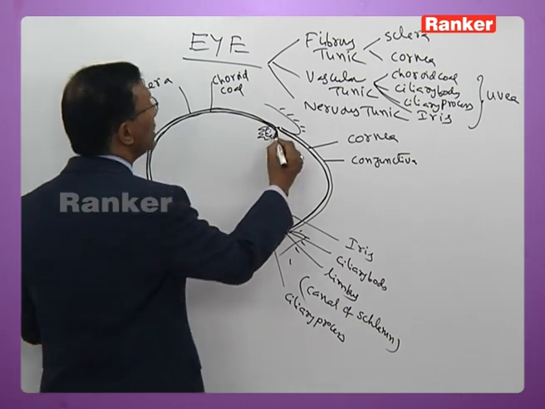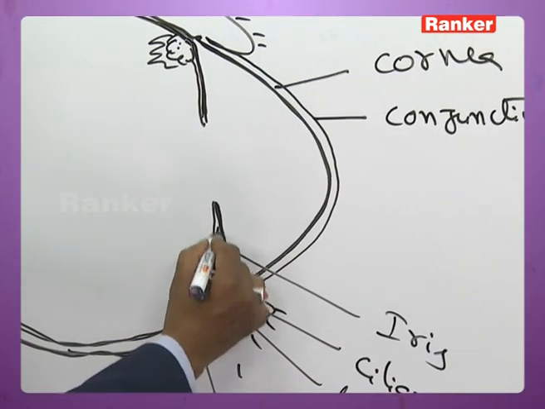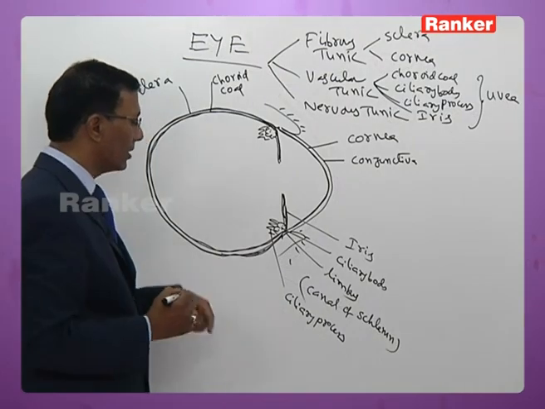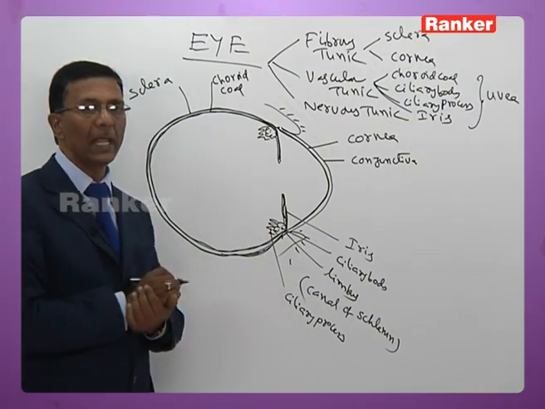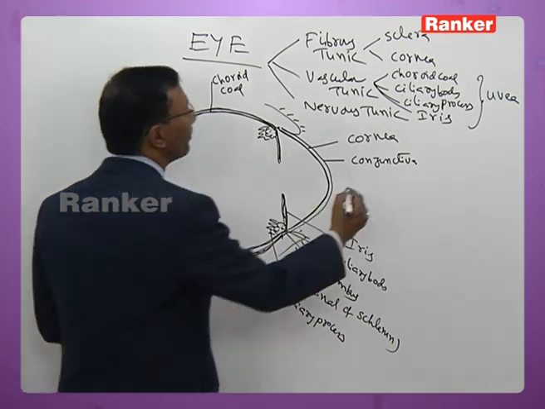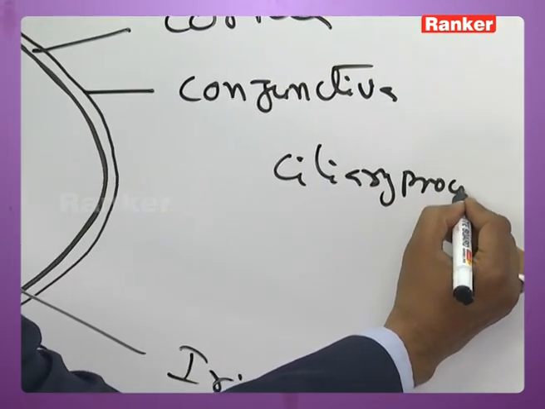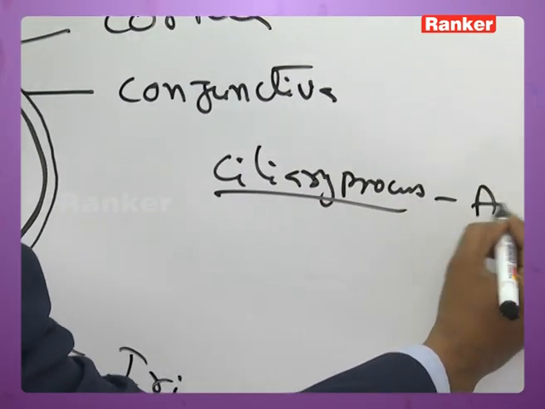Ciliary processes. So there is an iris diaphragm. This is the iris diaphragm here now, and there is a ciliary body and ciliary processes here now. The ciliary processes secrete aqueous humor.